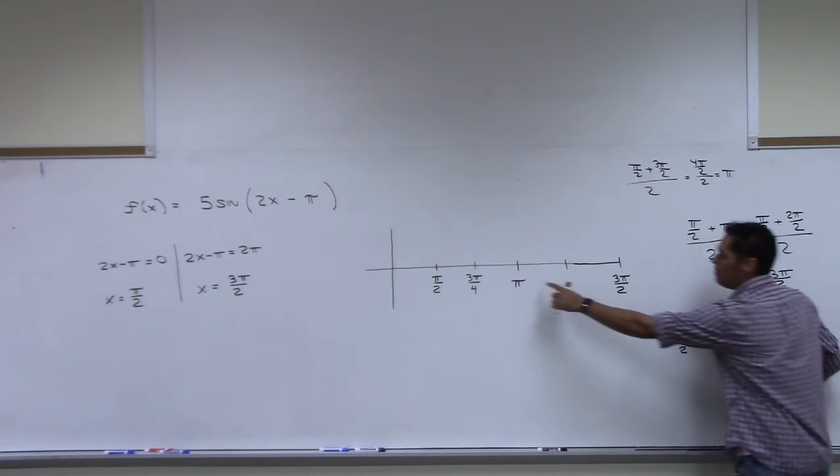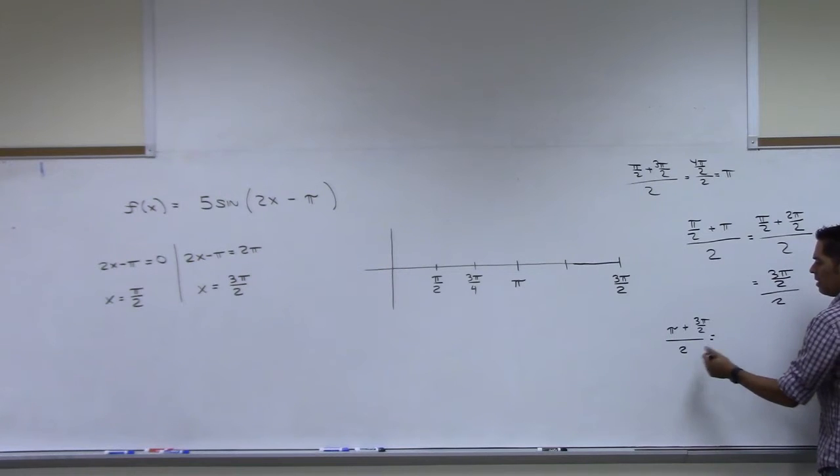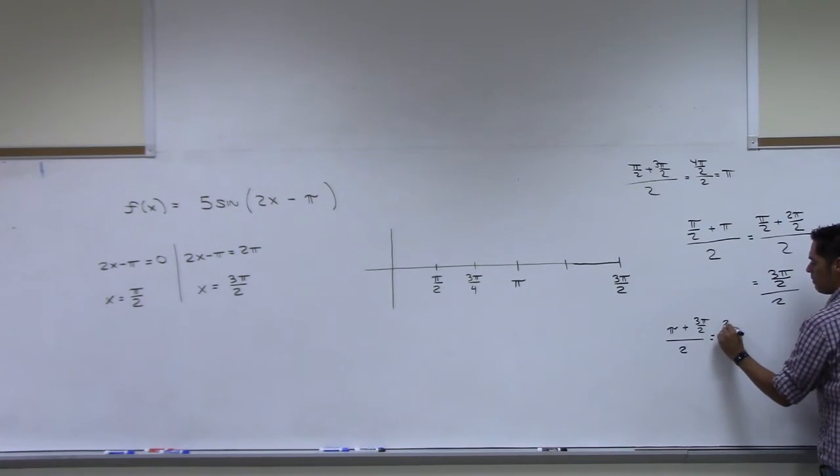Okay, so I'm taking pi plus 3 pi over 2, and I'm going to divide it by 2. I have to get a common denominator here.